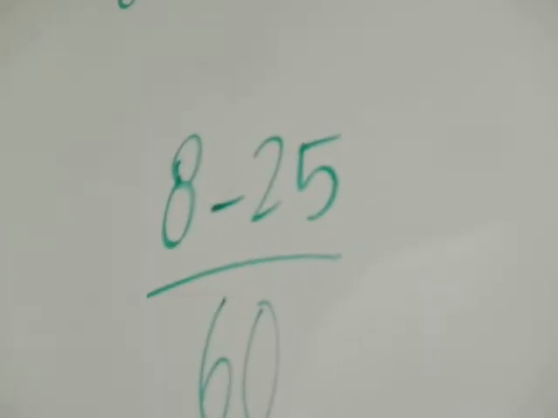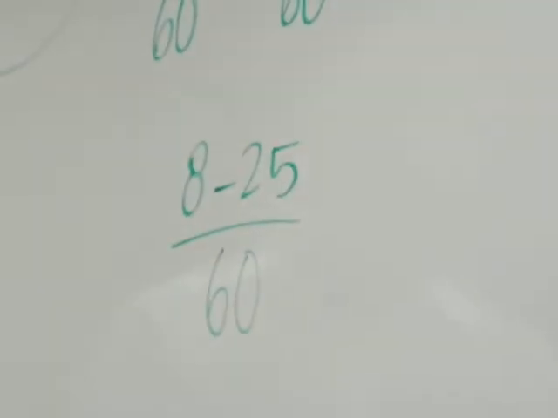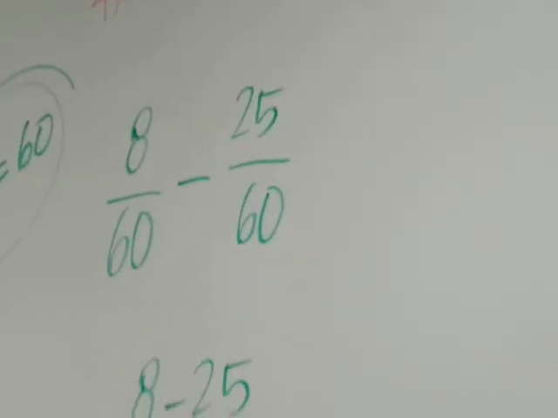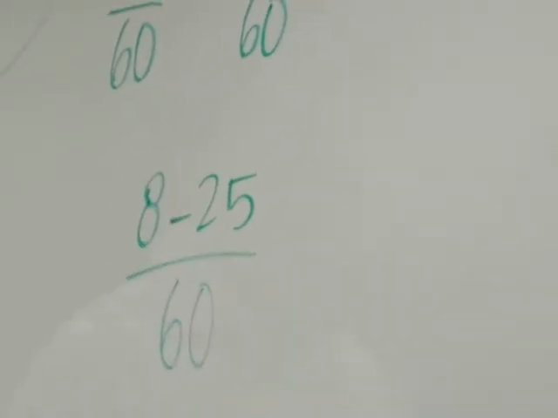Very good. Can we reduce this? I don't think so. Yes, we cannot reduce, so we'll leave the answer as it is, right? So this is going to be negative 17 over 60, right?